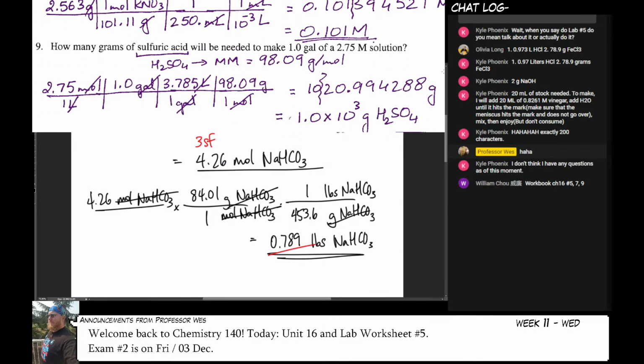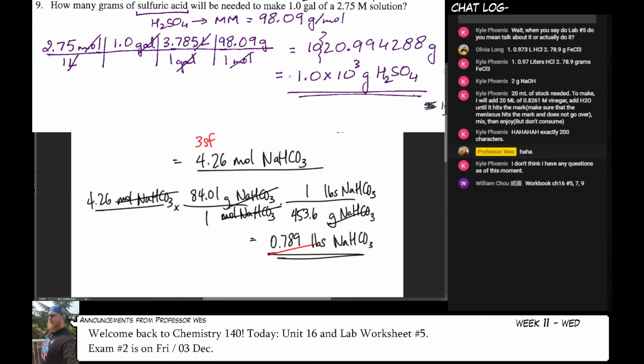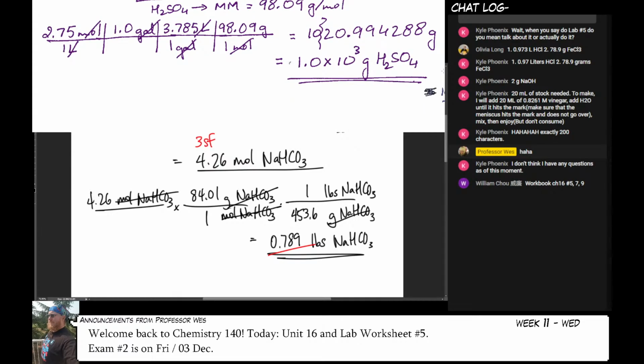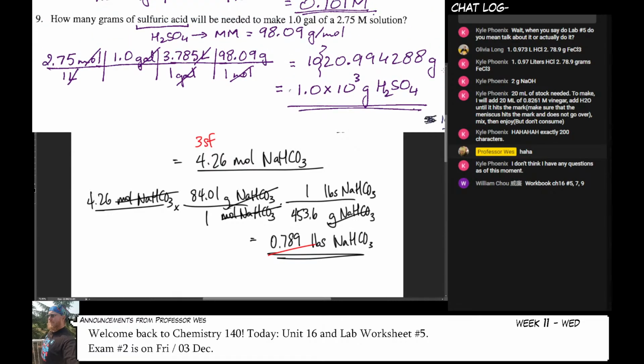And then for number 9, it's basically the same thing. So molarity times volume equals moles, but you need a volume that is not gallons. So turn that into liters. Multiply that volume by the molarity. That'll tell you the number of moles of sulfuric acid that you need, and then you can turn that into grams. And it looks like you get a giant number for your answer.